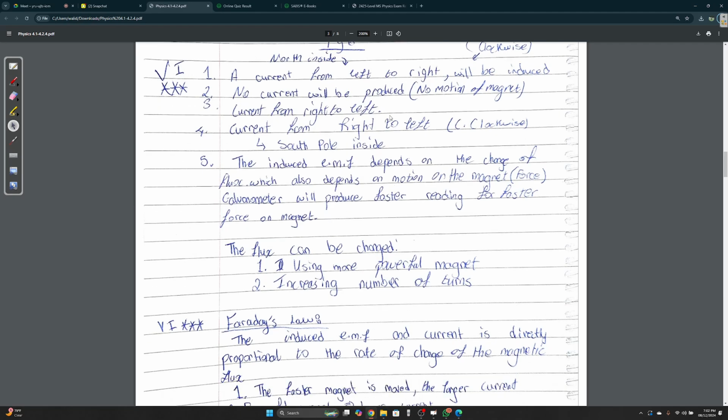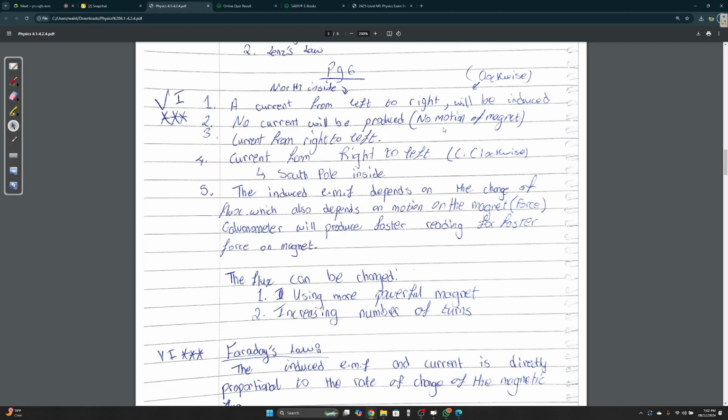Okay, and then they ask, what if there's no motion of the magnet? What if the magnet's at rest? Obviously there will be no current. Why? If there's no motion, then there's no force, and if there's no force, can you have current? No, because of F, B, I. You need F to have I.